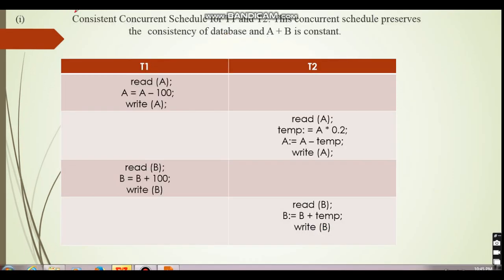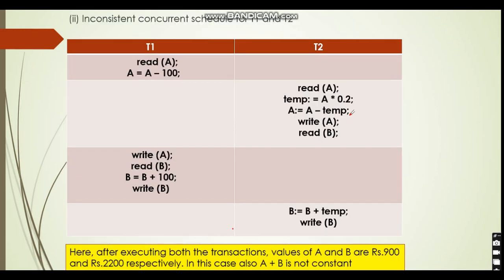Now this is a consistent concurrent schedule for T1 and T2. When you insert the values, check the initial values of A and B and the sum of A and B after the execution. This is the concurrent schedule, not the serial schedule. So here we can say the consistency is preserved. Likewise, in the next example, the sum is not the same.